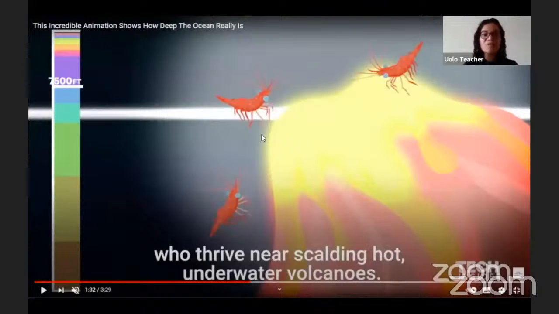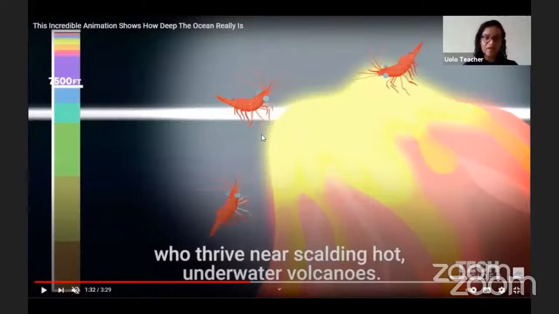That is the magic in science. Yes, there are volcanoes underwater. Isn't that an interesting fact? Will you remember this for me? Good job. So now there are these hot water volcanoes down there.